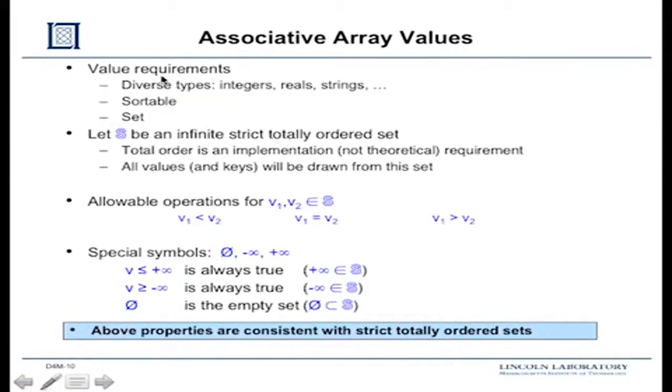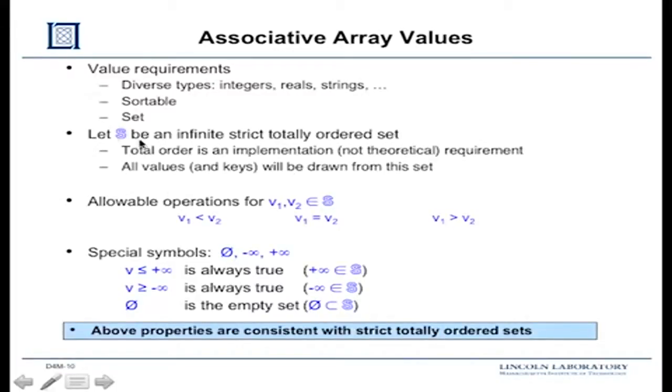So I think we've talked about this. Let S be an infinite strict totally ordered set. Total order is an implementation, not a theoretical requirement. The fact that we impose that they're totally ordered, that we don't just allow equality, is more of an implementation detail. It is very useful for me to internally store things in order so I can look things up quickly. However, mathematically, if we just had a test of equality, all the math hangs together there.